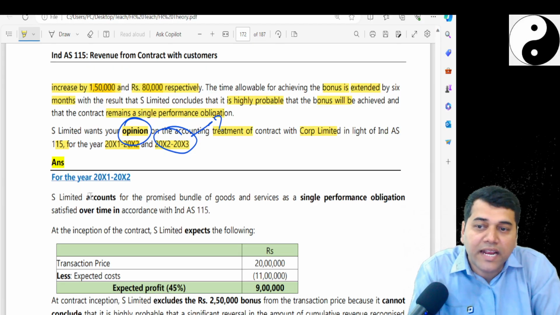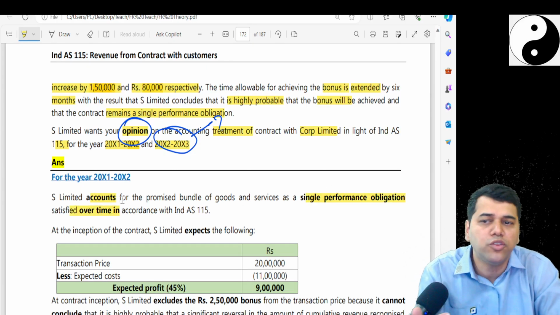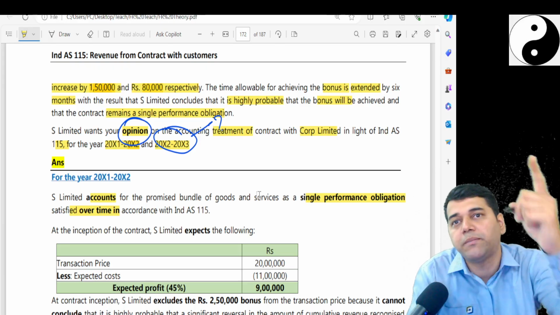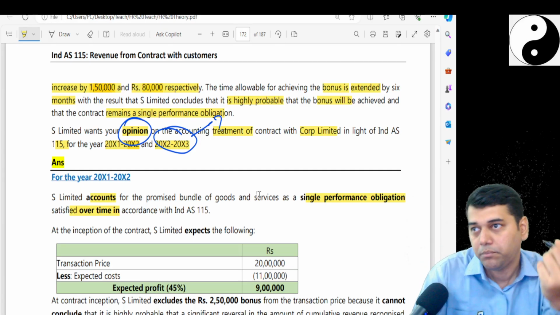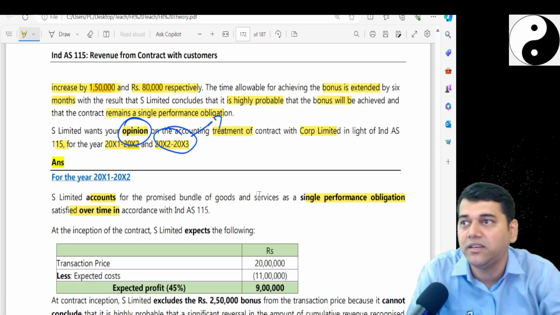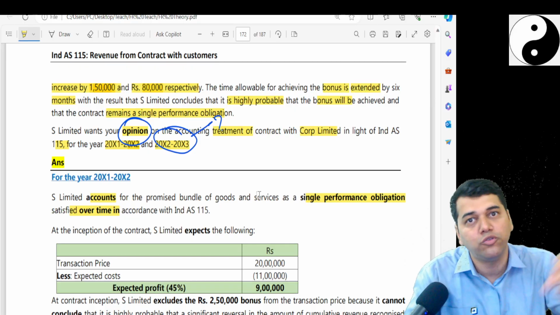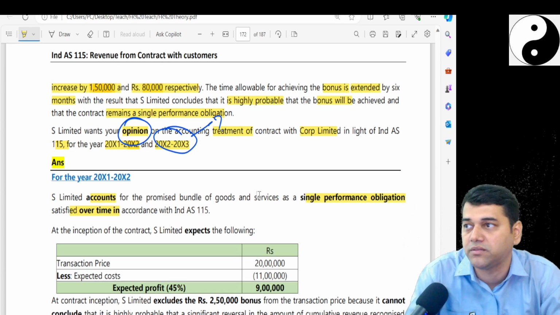Now, S Limited accounts it as a single performance obligation satisfied over a period of time. Even if you have not written this, I am okay, because this is already part of the question. If they remove that sentence from the question, probably I will expect you to say it here. Otherwise, explaining further makes no sense unless you say it is a single performance obligation over a period of time and use the cost to cost method.